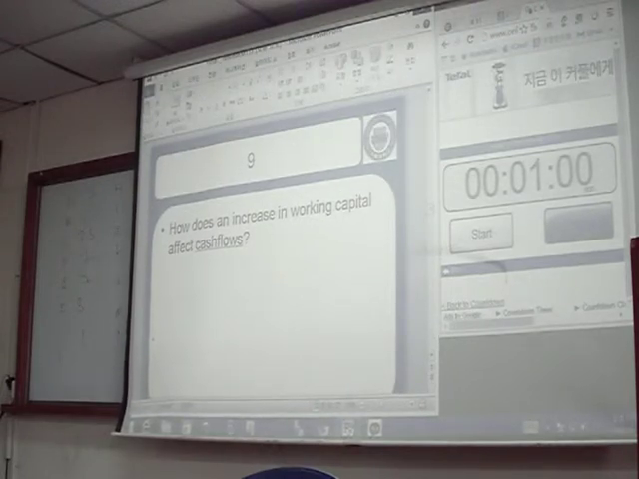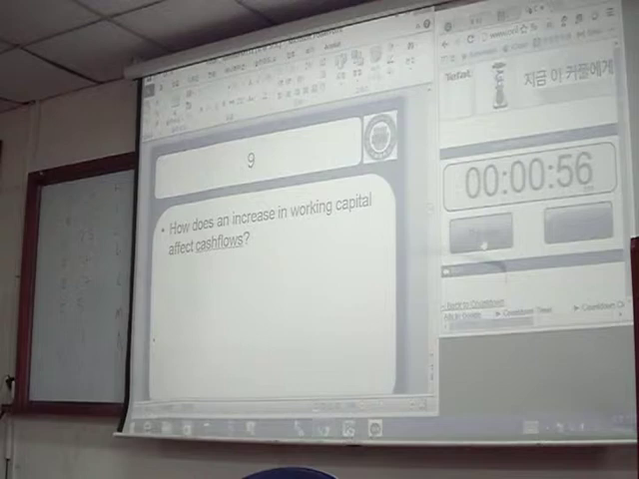How does an increase in working capital affect cash flows? First question. Question 9. So give back the page to the team. Next question: how does an increase in working capital affect cash flow? The team which wins the quiz can get some prize from the shop at the end of the class.